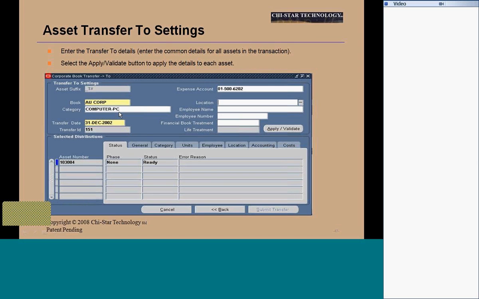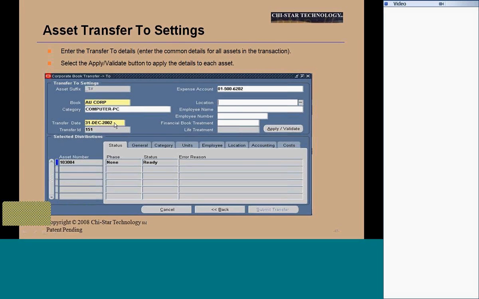I'm going to identify, if I so choose at this point, a new asset category. If it stays in the same asset category that it's currently in, I do not identify anything here. It will automatically go into the category that it's currently in. I have the option here to change that category. So if the receiving books does not have the same asset category as it's currently in, I could choose during this process to put it in a similar category.